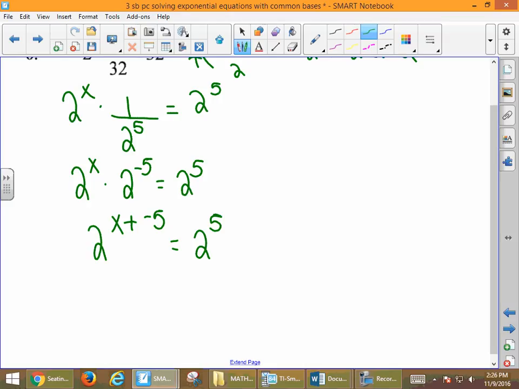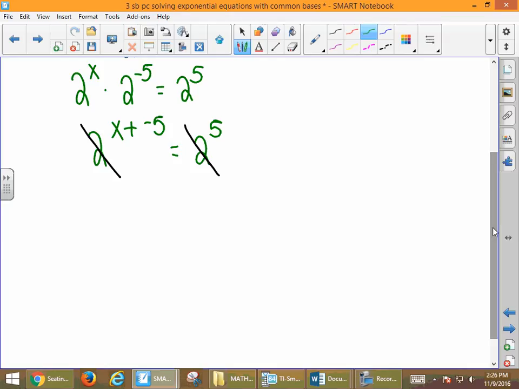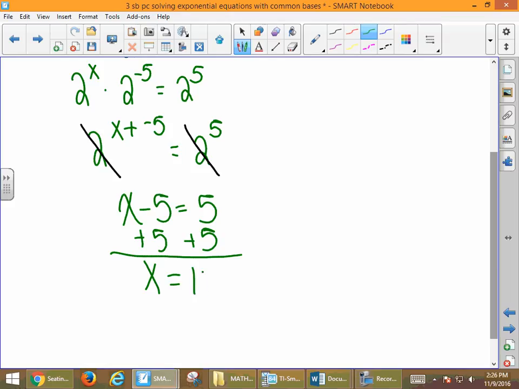We have like bases. Same value here as we have here. We're not canceling out the 2's, we're ignoring them to solve. So we have x minus 5 equals 5. And we can add 5 to both sides to get 10.